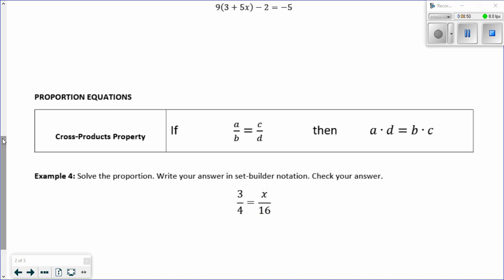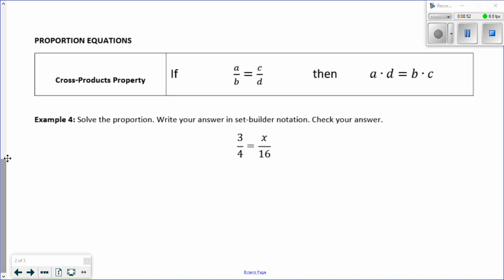Okay? Here's an example. I'm going to go ahead and use cross products to figure out this missing x. So I'm going to multiply the 3 times the 16 and the x times the 4. And then I'll write it as an equation. So 4 times x equals 3 times 16. Okay, so now I'm just going to go ahead and do that multiplication. So I get 4x equals 48.